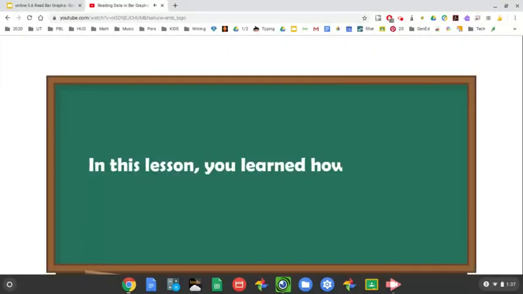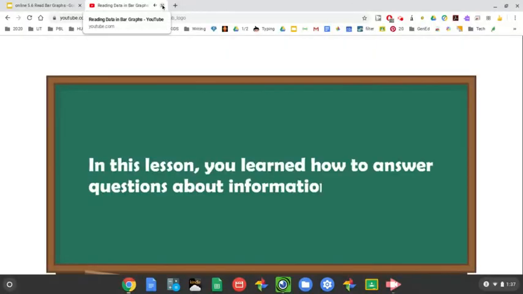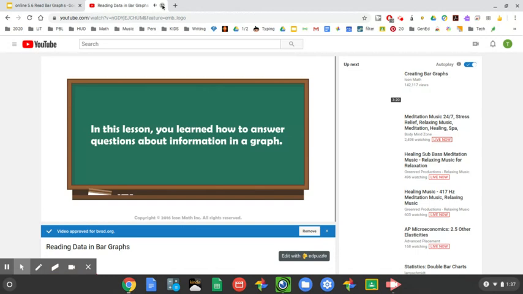In this lesson, you learned how to answer questions about information in a graph.